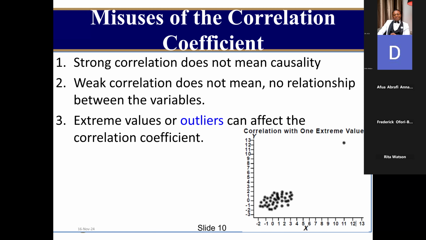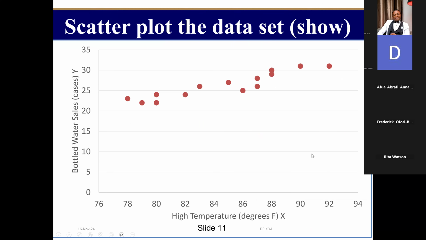So look at this relationship you see on your screen. My question to you is, is there an outlier in this graph? Yes, there is an outlier, and you see that outlier on the far top right. Okay. Now, this outlier can affect the correlation coefficient. And we shall see that over time as we look through this.